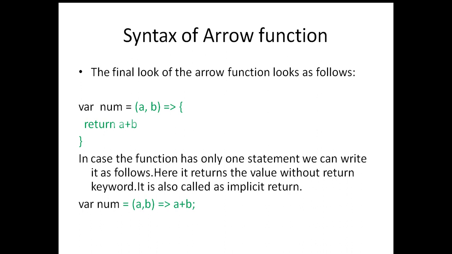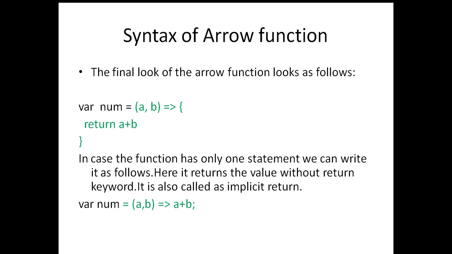The final look of the arrow function is as follows. We have the function wherein we are passing two parameters, a comma b, and returning the sum of it. It's stored in a variable num. If we need to call it, we call it using num and pass the arguments to it.